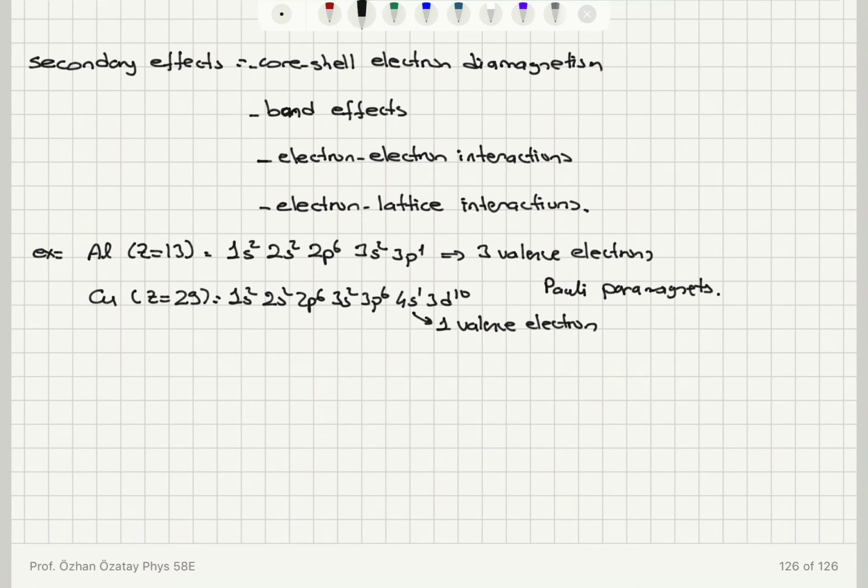There are other effects we didn't consider: core shell electron diamagnetism, which is present in all materials, band effects, electron-electron interactions, and electron-lattice interactions for these free electrons. So basically, by ignoring these interactions, we have said the electrons are free to move. And I have given two examples, aluminum and copper, where we see Pauli paramagnetism. So Pauli paramagnets are, remember, paramagnetic metals.